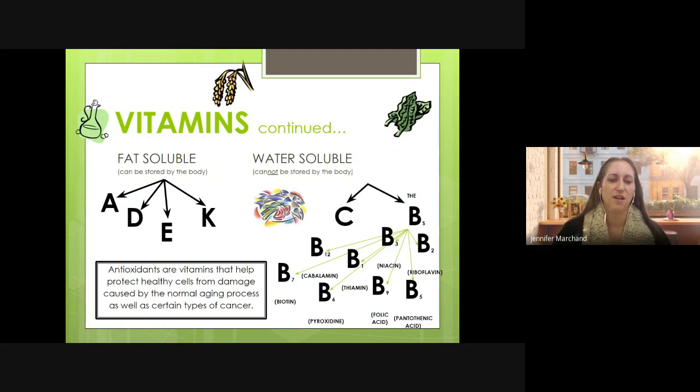These are antioxidant vitamins that help us to protect healthy cells from any damage caused by the normal aging process, as well as any certain types of cancer.